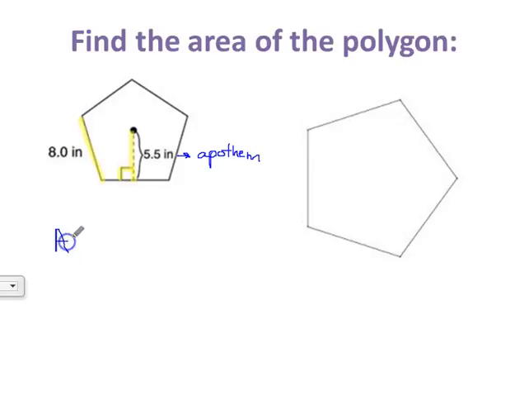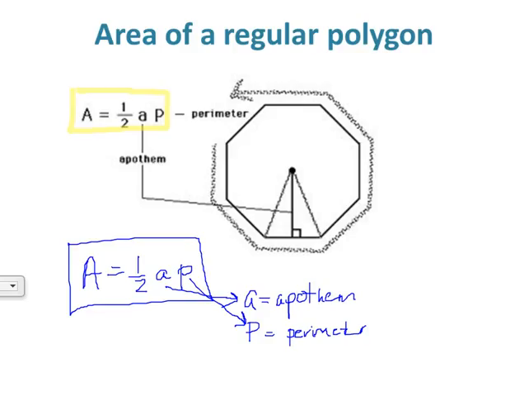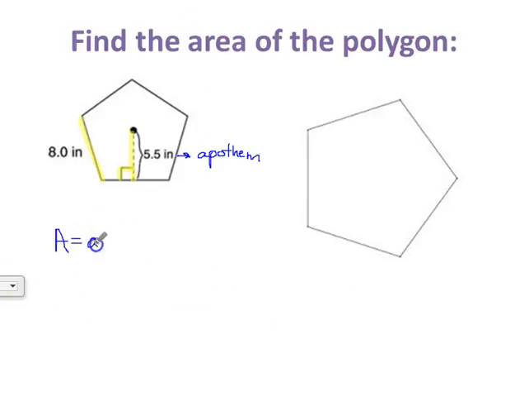So let's write down our formula. Remember, 1/2 A times P. Whoops, I forgot my 1/2. 1/2 A times P. All right, that's how we find the area. 1/2, what is the A? The apothem. That's given, that's 5.5. What about the perimeter? Am I given the perimeter? I'm not given the perimeter straight up, but I do know the length of one of my sides is 8 inches. And how many sides are there? 1, 2, 3, 4, 5. There's 5 sides.